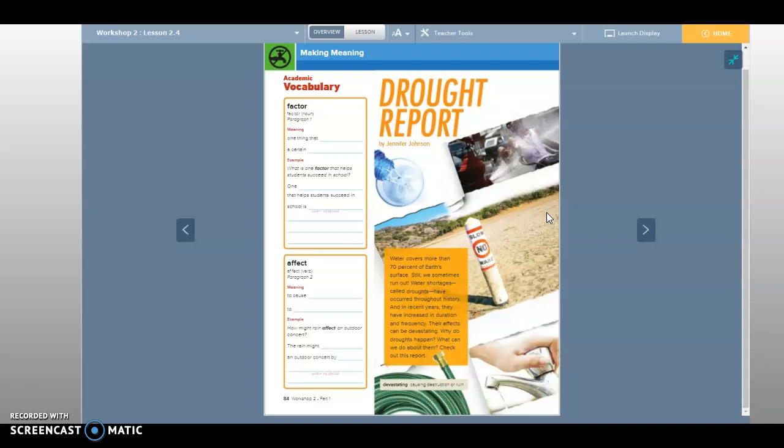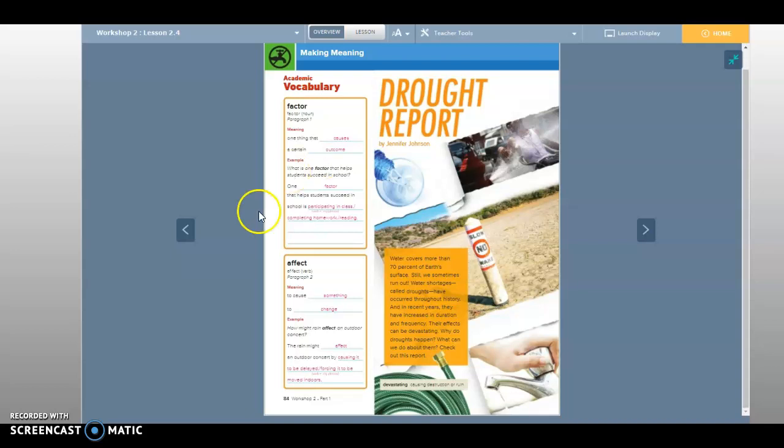Factor: one thing that causes a certain outcome is what you should have there for page 84 on factor. So one factor of if we get to go skiing or not is if there's enough snow, right? One factor of if we do well in our classes is if we do our homework, right? Those are factors that determine an outcome.